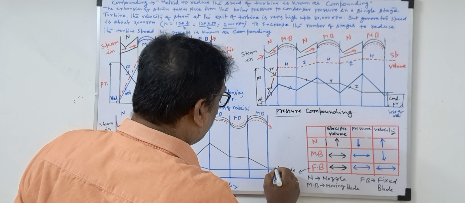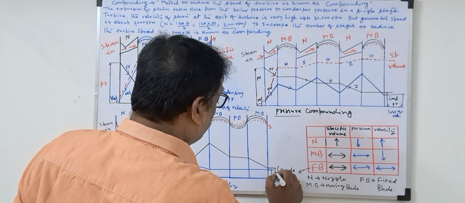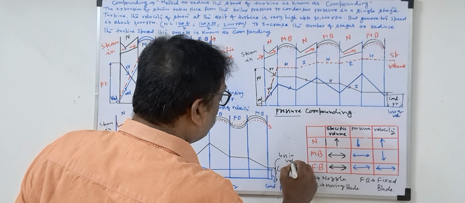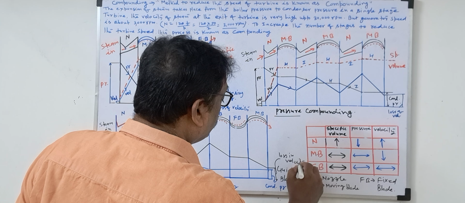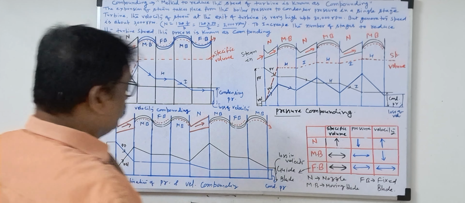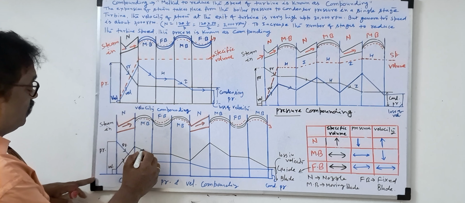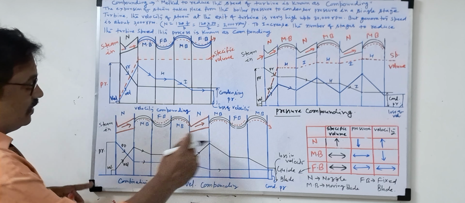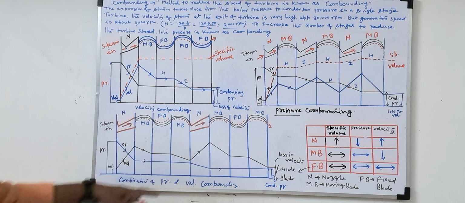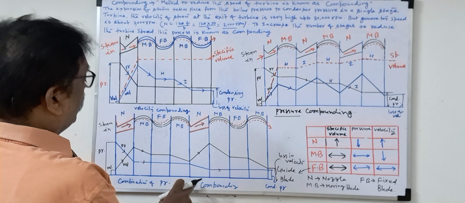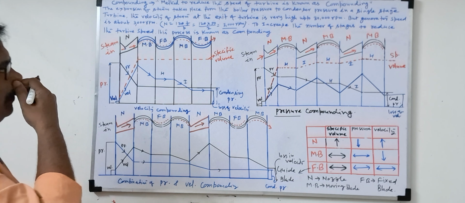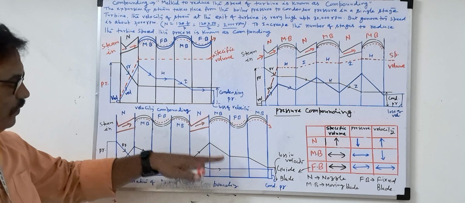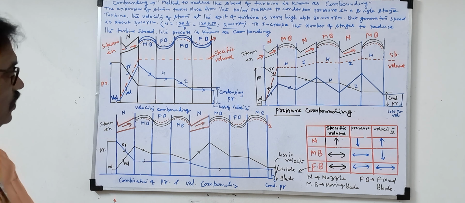So we saw the loss of velocity here. Loss in velocity you are seeing. So this way we can see the variations of pressure and velocity. This is called the combination of pressure and velocity compounding. So what is compounding? To reduce the speed of the turbine blade or rotor speed is known as compounding.